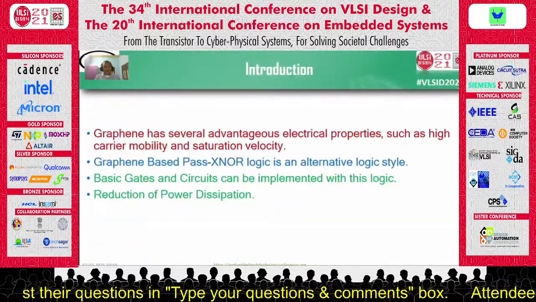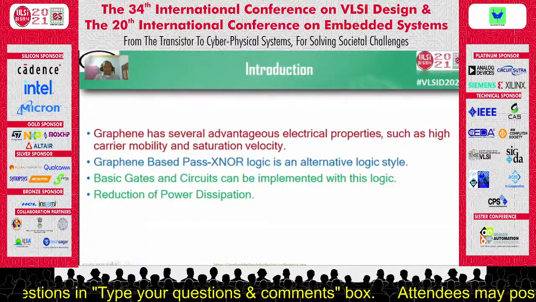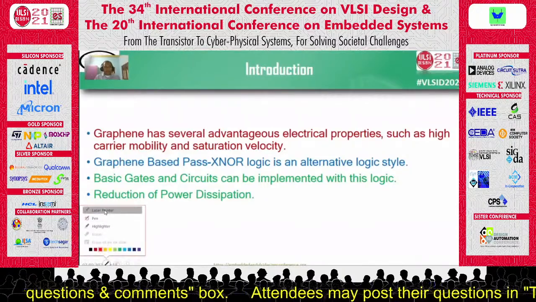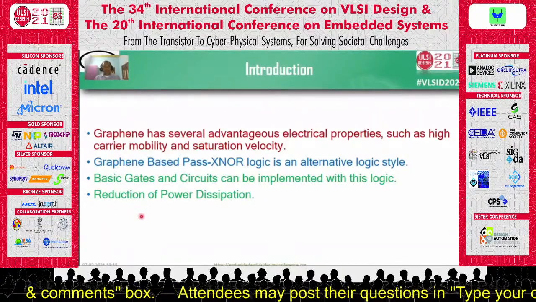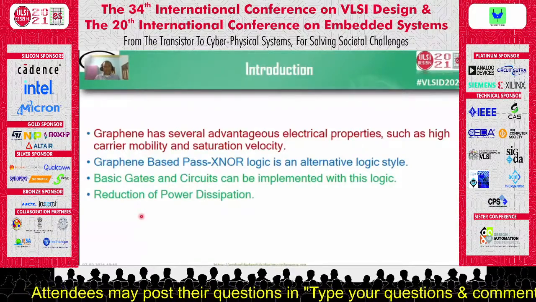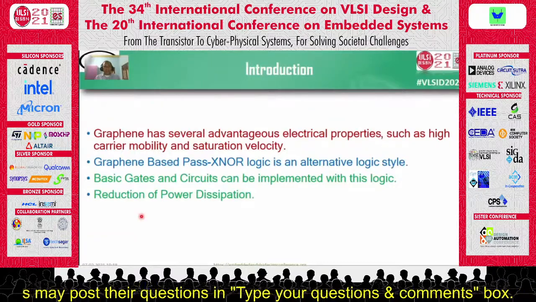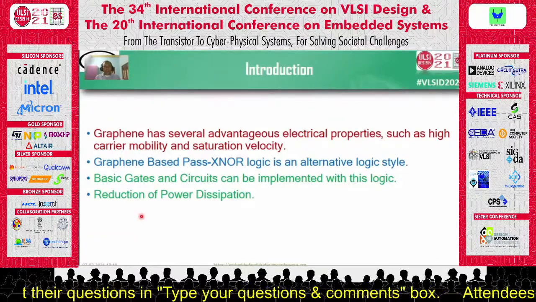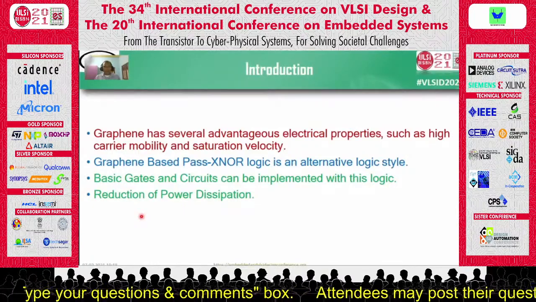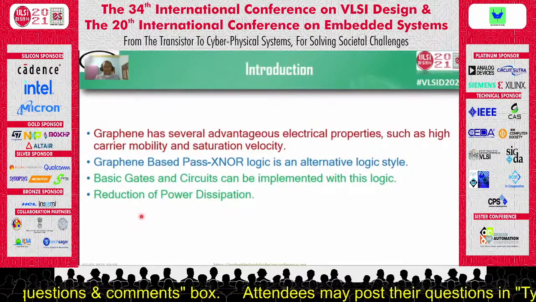Now first, the introduction. Graphene has several advantageous electrical properties such as high carrier mobility and saturation velocity. Graphene-based pass XNOR logic is an alternative logic style. In the subsequent slide, we will discuss this. Basic gates as well as circuits can be implemented with this type of logic.